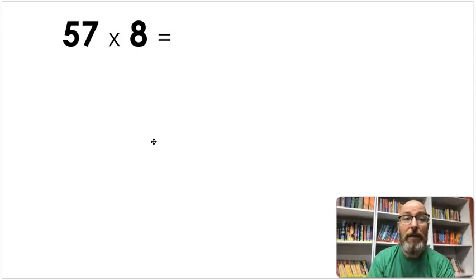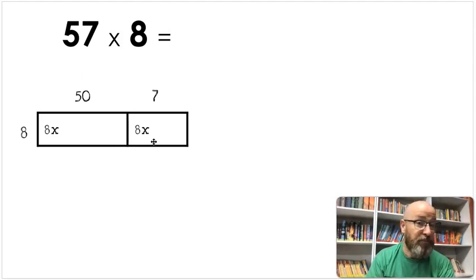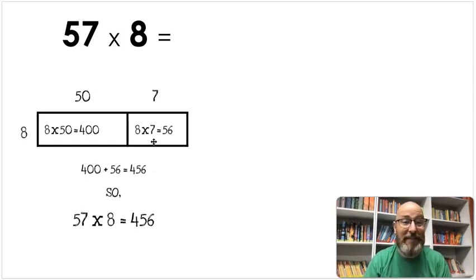Let's try one again. Let's do 57 times 8. Now, if you remember before, what was the first thing I did? We did the expanded notation, and we broke up 57. And then we did our 2 boxes. We had our 8 row. We multiplied both the 50 and the 7 times 8. Now, because 8 times 5 is 40, we know 8 times 50 is 400, and 8 times 7 is 56. What do I do now? I add the numbers. And we know that 400 plus 56 is 456. So 57 times 8 is 456.